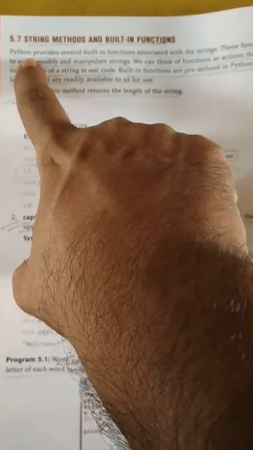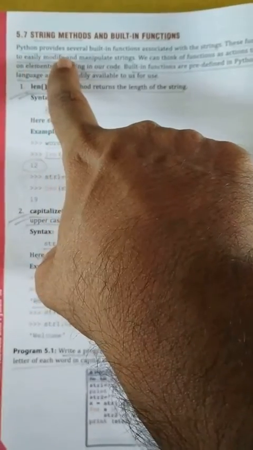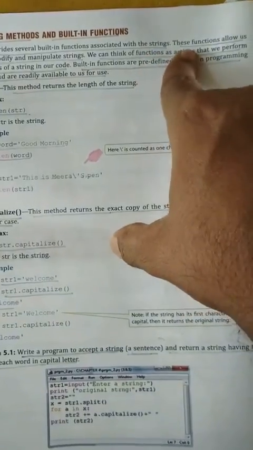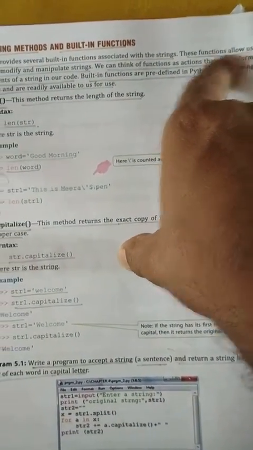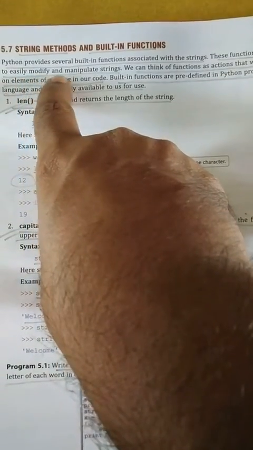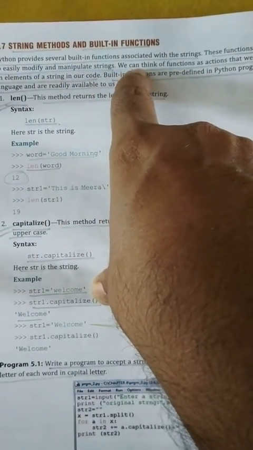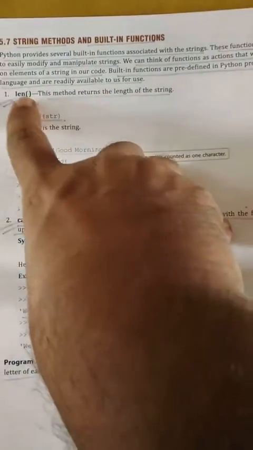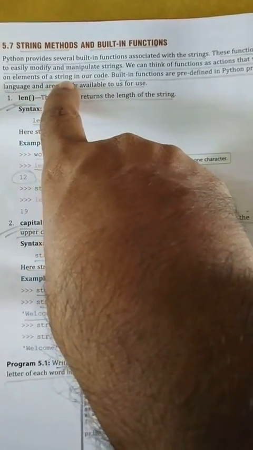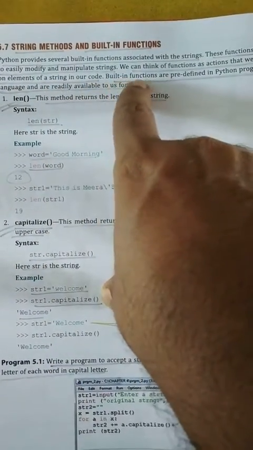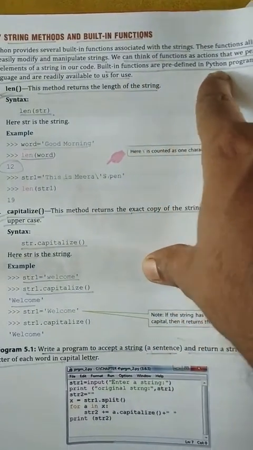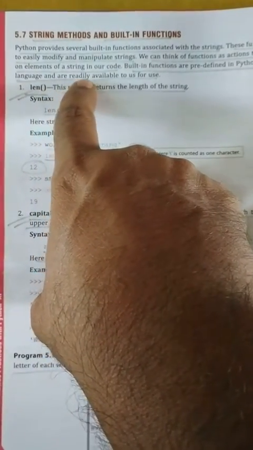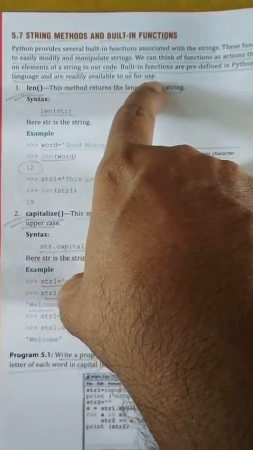So see, Python provides several inbuilt functions associated with a string. These functions allow us to easily modify and manipulate the strings. We can think of functions as actions that we perform on elements of a string in our code, but inbuilt functions are predefined in the Python programming language, right, and are readily available for use.